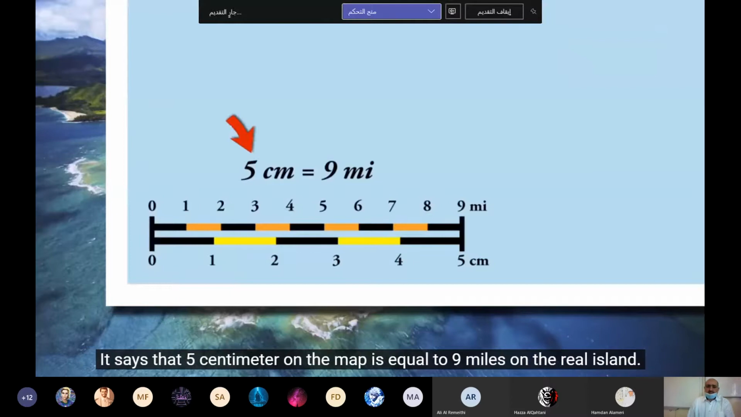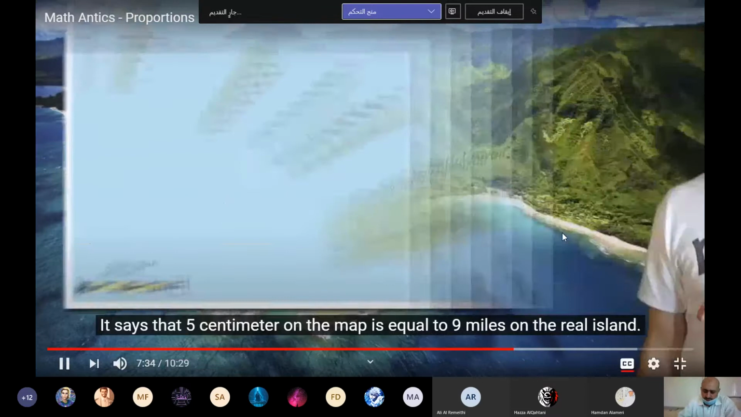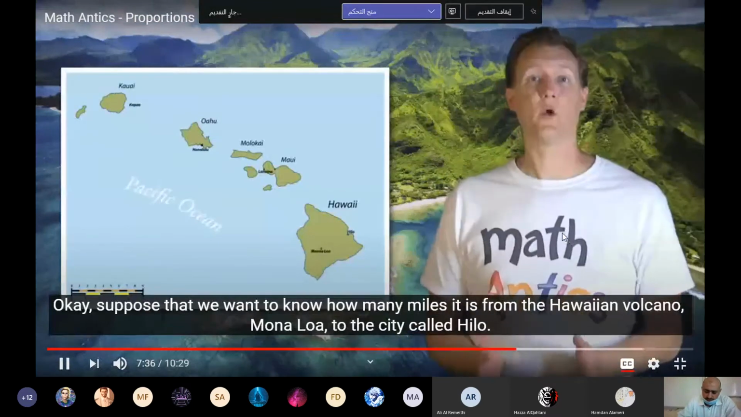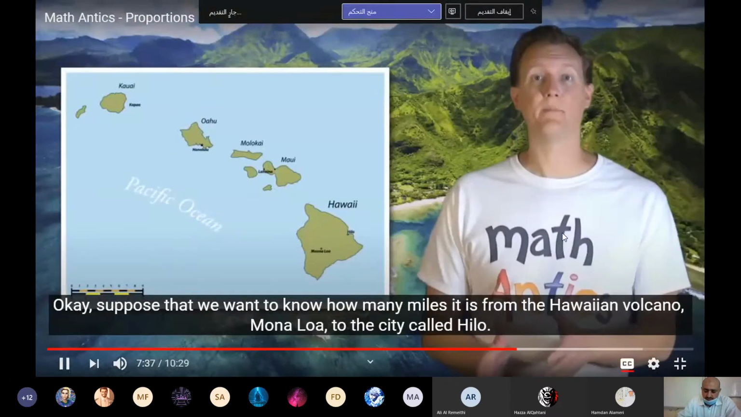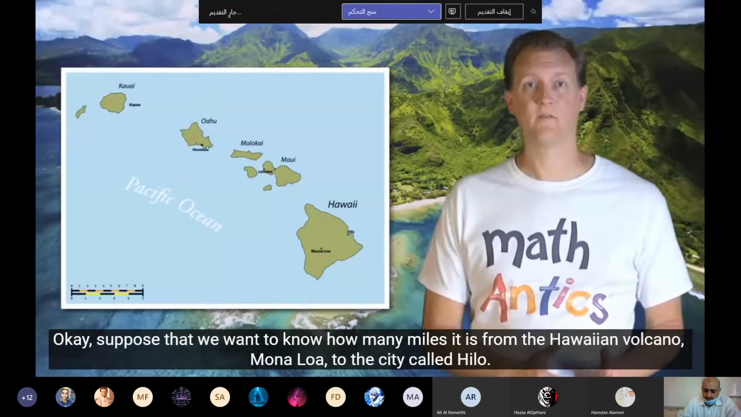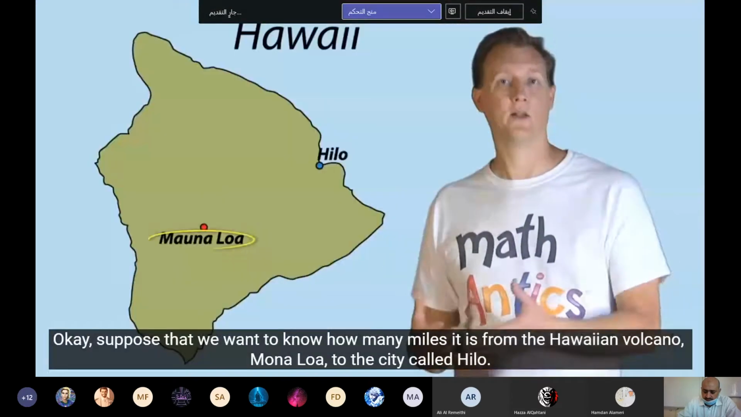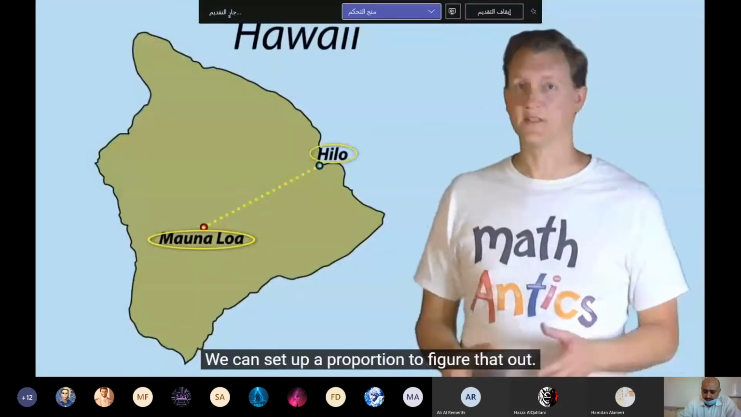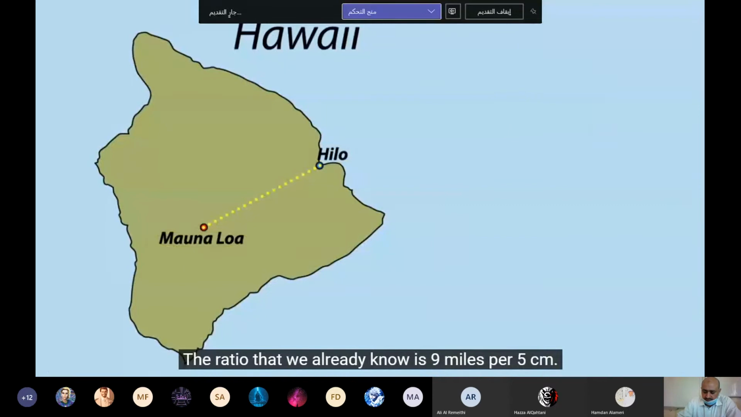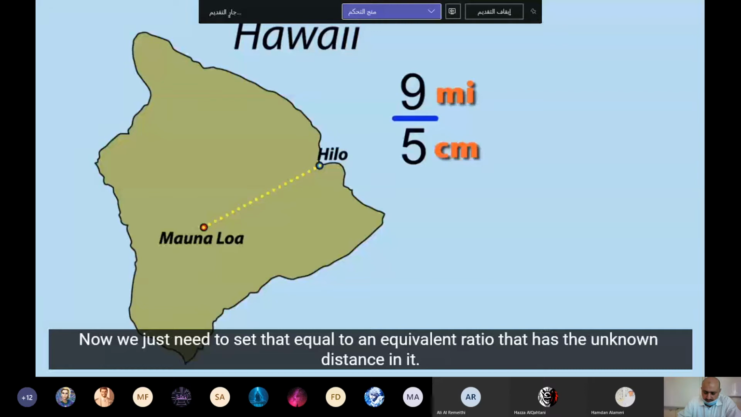It says that 5 centimeters on the map is equal to 9 miles on the real island. Okay, suppose that we want to know how many miles it is from the Hawaiian volcano, Mauna Loa, to the city called Hilo. We can set up a proportion to figure that out. The ratio that we already know is 9 miles per 5 centimeters.